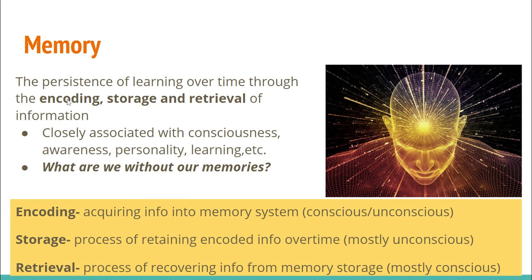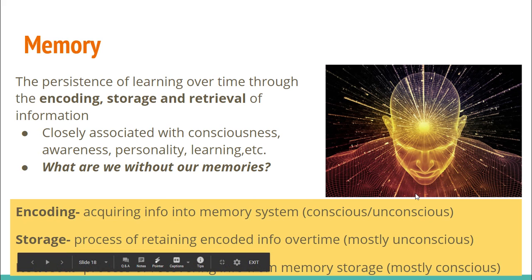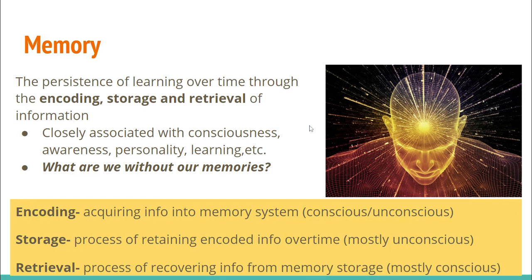So those three big terms there: encoding, storage, and retrieval. Encoding is kind of the creation of memories. It's the process we go through to create a memory, acquiring information into our memory system, again, whether that's conscious or unconscious. Storage is the process of retaining coded information.